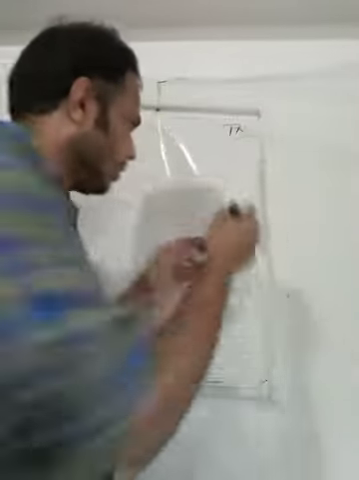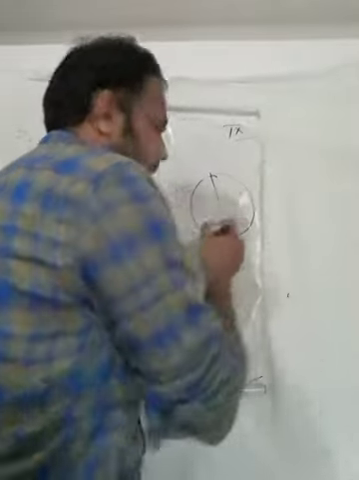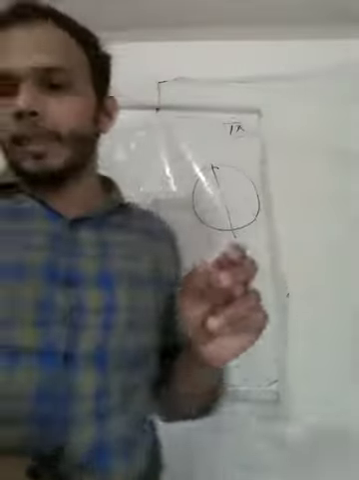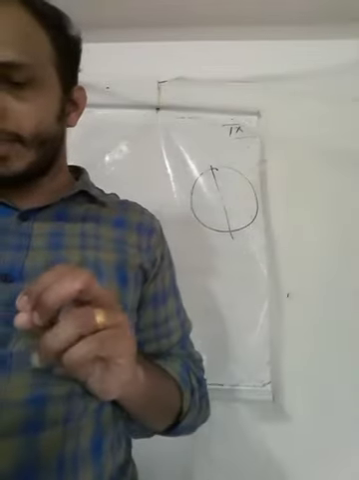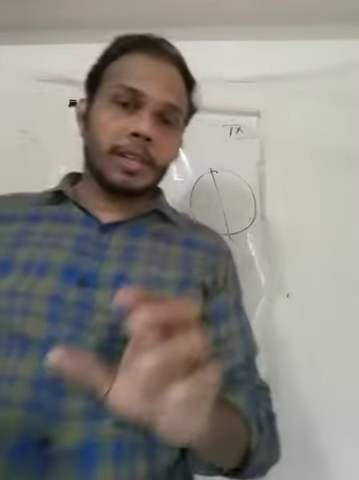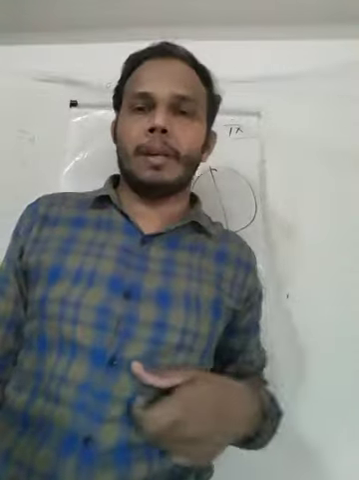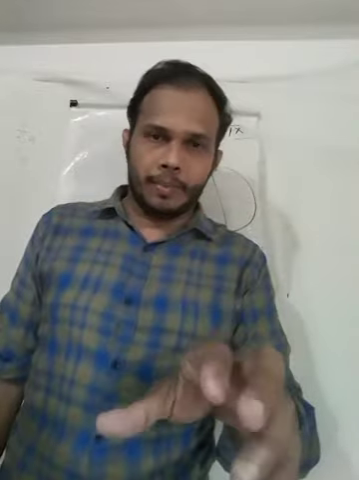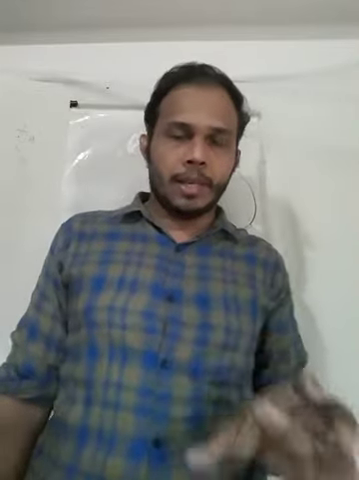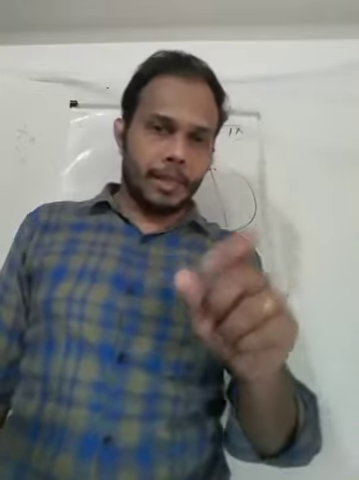This is the diameter, this is the circumference. So the pillar's diameter is how much? 50 centimeter and 3.5 meter in height. That is, the height of the pillar is how much? 3.5 meter. So here one distance is given in centimeter and another in meter.